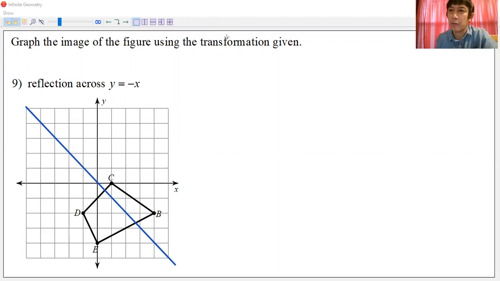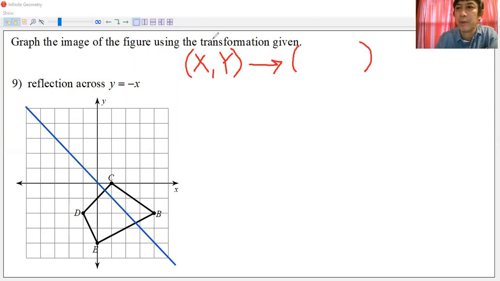Okay. All right. So the formula this time is different. It will be like this. From the xy, you're going to reverse it, yx. At the same time, you will change the signs there, like that. That's the formula, if the line of reflection is this one.